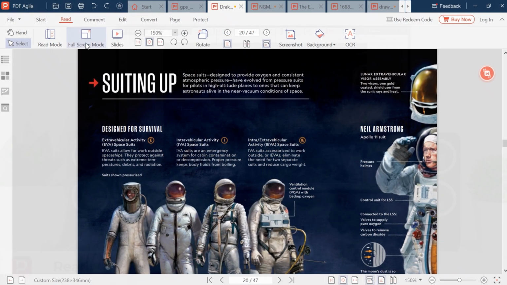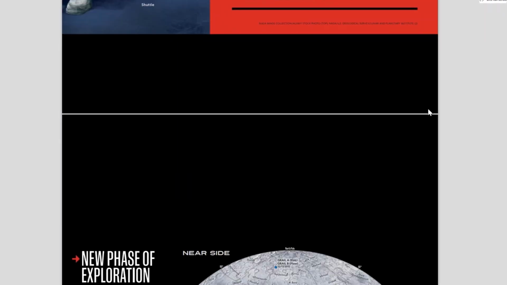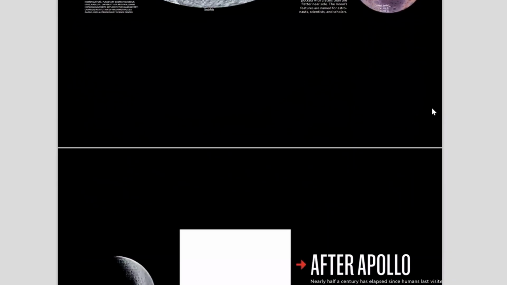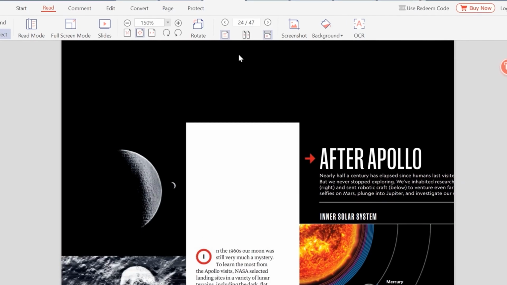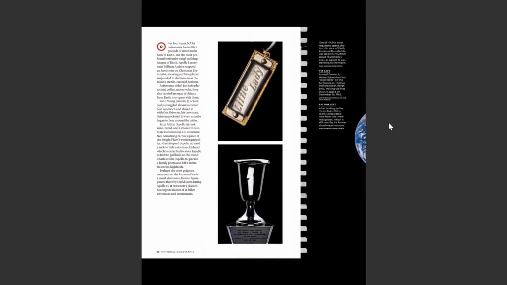Read. You can choose read mode to look over the PDF more clearly. And you could also use full screen mode to swipe up and down to view the file. Slides mode may help you in making some presentations and speeches.